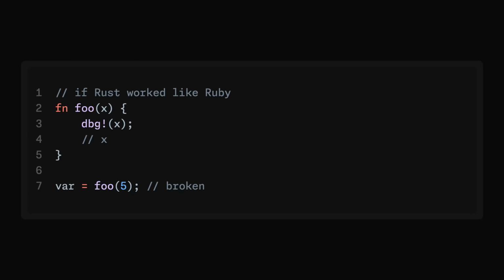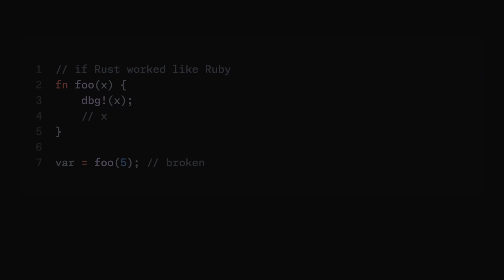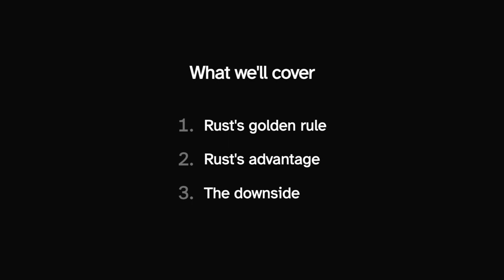But luckily, Rust has one golden rule that completely eliminates these issues. And that rule lets Rust do something that even Java or C# cannot do. In this video, I'll explain Rust's golden rule, why that rule makes Rust more robust than other strongly typed languages, and where the rule starts to work against you. Let's start with the golden rule.